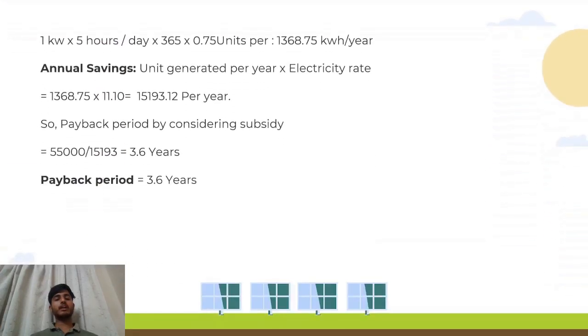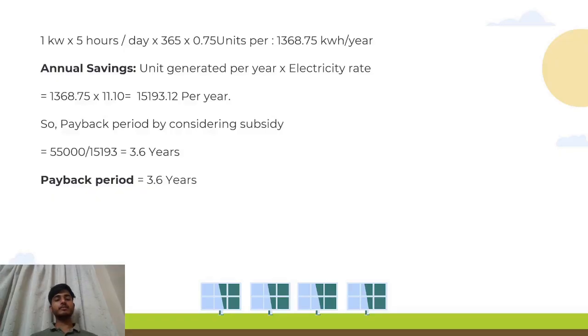After calculating the annual electricity generation, then we have to calculate annual saving. To calculate the annual saving, we have to multiply the unit generated per year into electricity rate. As you can see, I have calculated the annual saving. After that, we have to calculate the payback period by considering the subsidy. After calculating the payback period, as you can see, I have 3.6 year payback period.